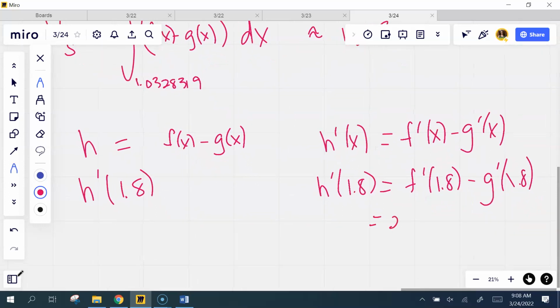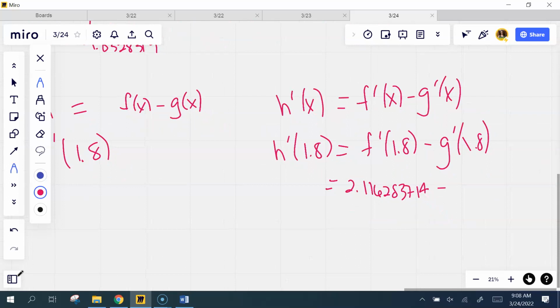This came out to be like 2.116283714 something minus 5.928000 72. I told y'all I only round at the end. I'm super paranoid. Negative 3.811.